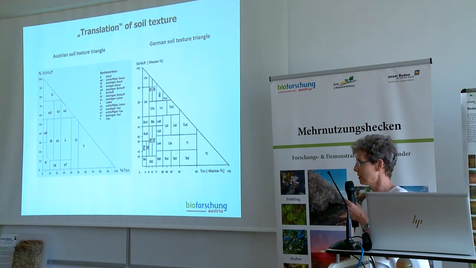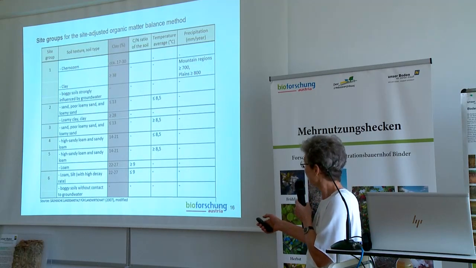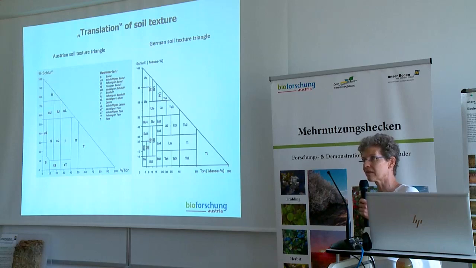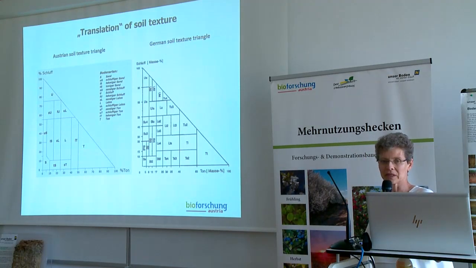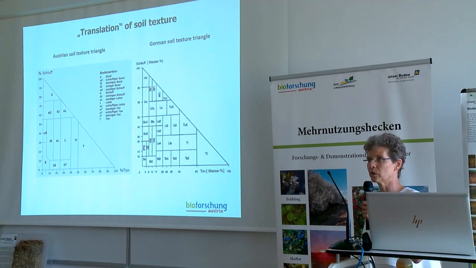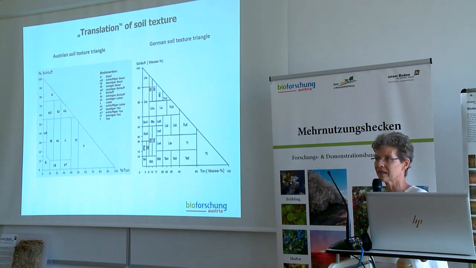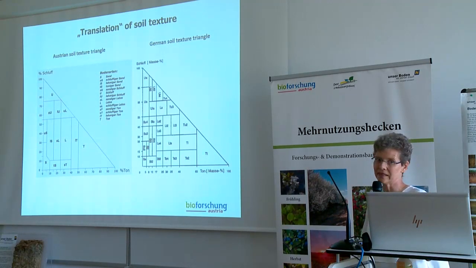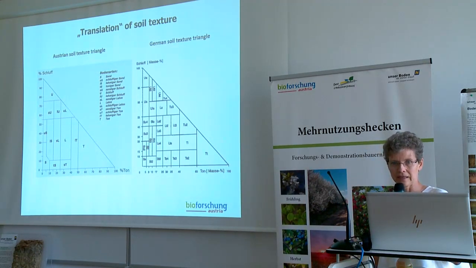So you see here the Austrian and the German soil texture triangles, and they are similar but not the same. And so we had to find a way to translate from German soil scientists' language to Austrian, and Stefan Forstner succeeded in doing this by digitalizing both triangles so that you could exactly translate each point in the triangles.